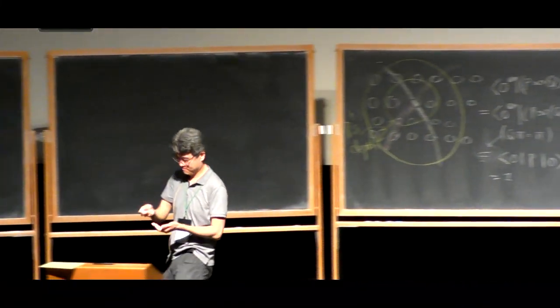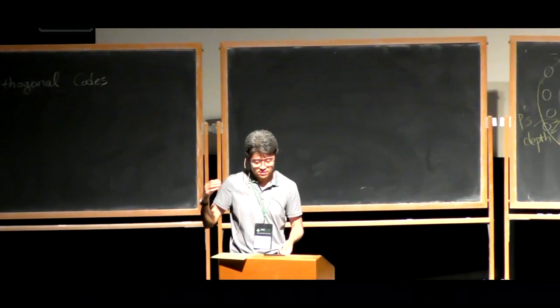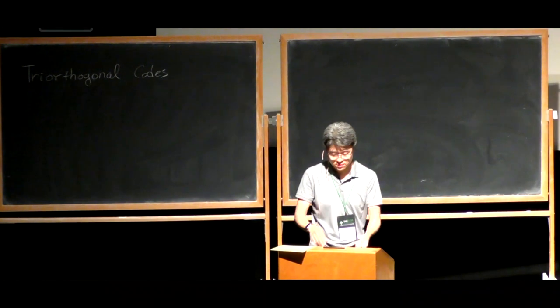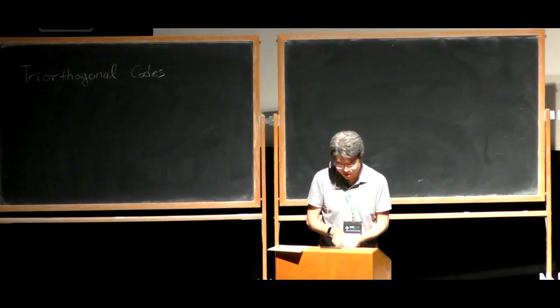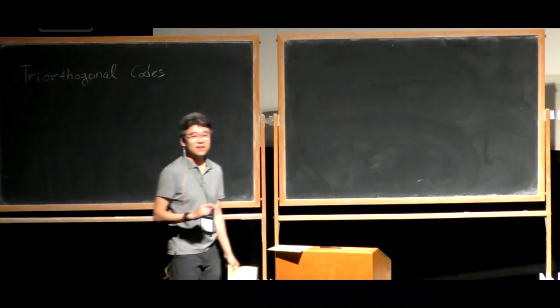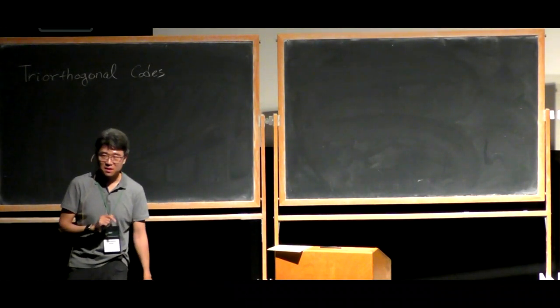Okay. So let's begin the fourth hour. The topic is the triorthogonal codes. Let me begin with a super basic remark. Why do people care about the Clifford plus T architecture?